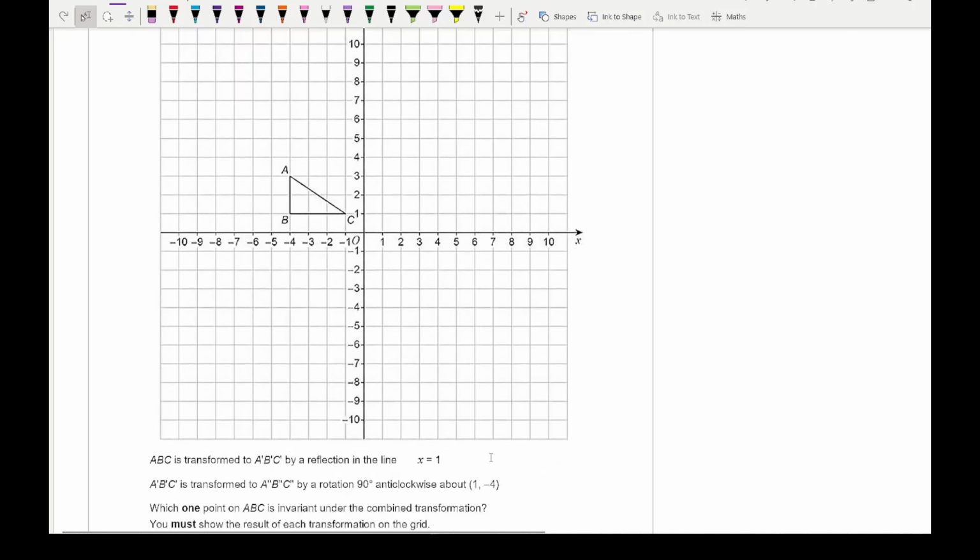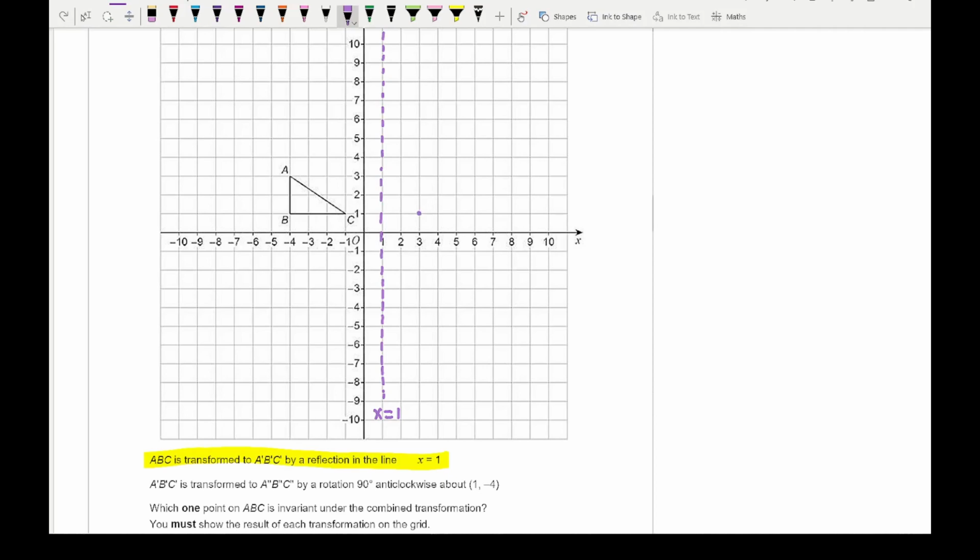So looking at this first one here, we want to perform the transformation of a reflection on the line x equals 1. So first things first, what we need to do is to draw the mirror line of x equals 1, which I'll do there. So that's x equals 1. I'm going to reflect the triangle ABC onto that line, which is going to be 2 away. So it's going to be here.